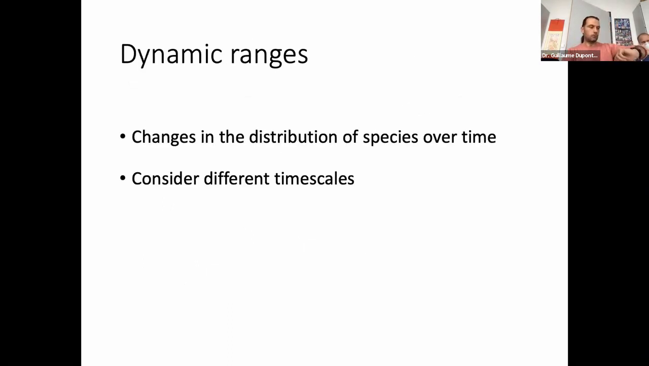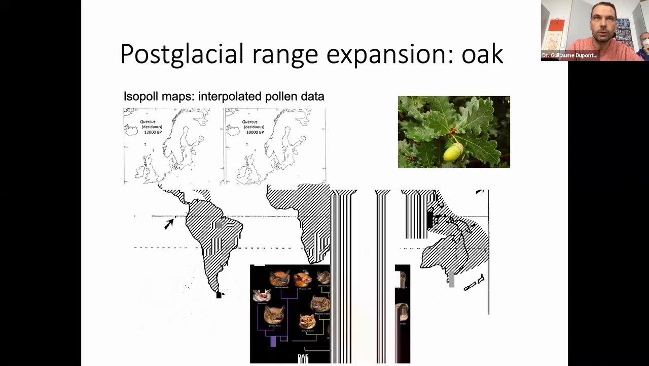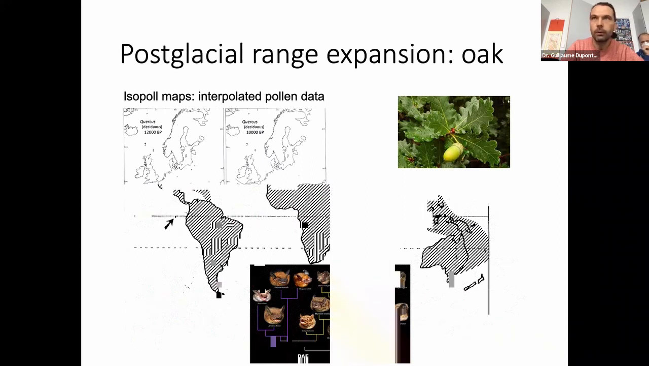Okay, so we know that ranges are changing over time. If you look at these changes in ranges, we have to consider different timescales. So here I give you maps for the distribution of oak, a tree typical for Europe, the genus Quercus. And you see here maps for the distribution of oak over the past 12,000 years. On the left and on the right lower hand side, you see it for the British Isles since about 10,000 years.